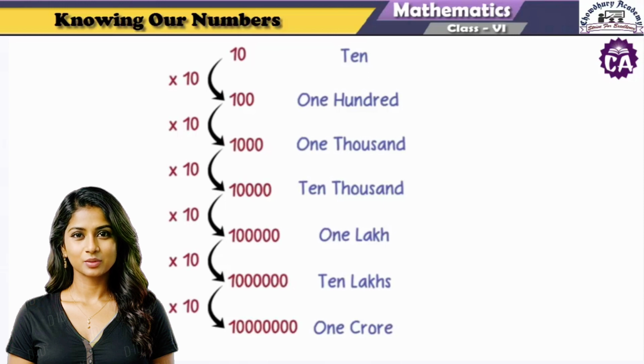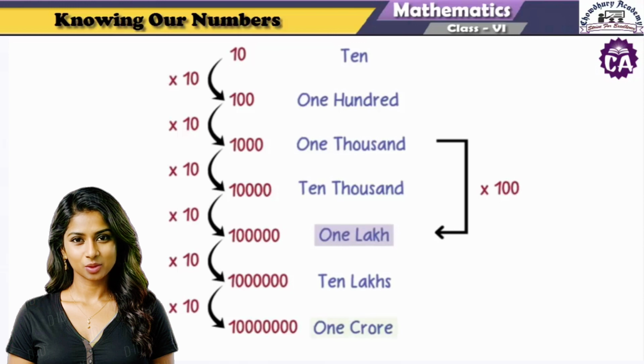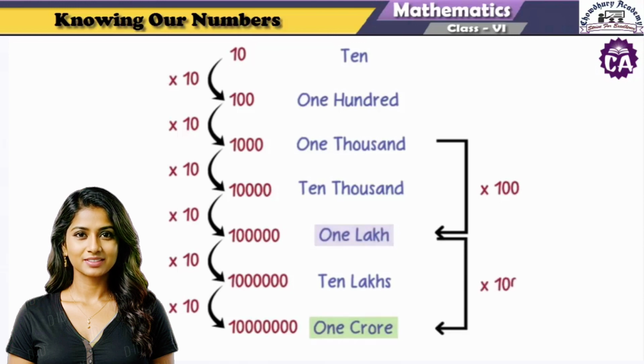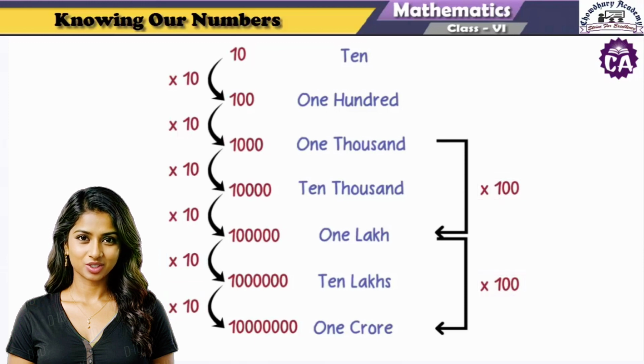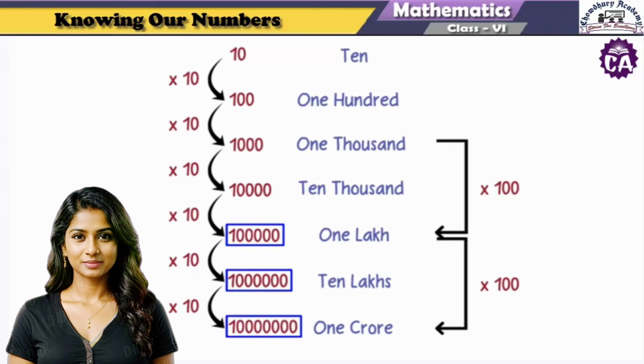Looking at this, we can also say that 1 lakh is 100,000. 1 crore is 100 lakhs. So we can use different permutations and combinations to understand this. I'm sure you know why we need such large numbers. Whether it is to represent the number of people in your state or to understand the earnings of a large company, we need to use large numbers.